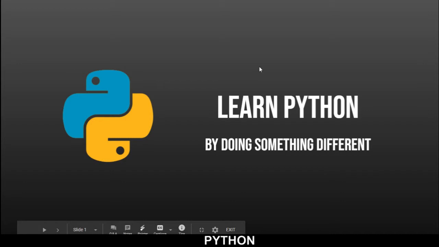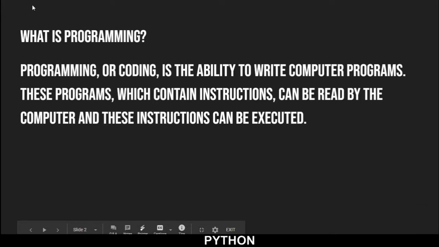In this series, I'm going to be teaching you everything you might need to know about the Python programming language. So first of all, let's start with what is programming. Programming or coding is the ability to write computer programs. These programs, which contain instructions, can be read by the computer and can be executed.